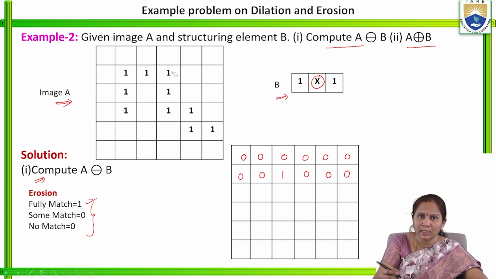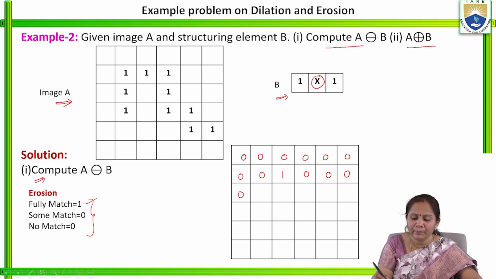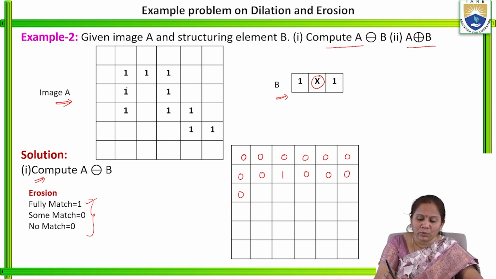Now, in the same way, in order to find the next elements in the first row, here in the first element of this third row, this place is vacant. So it comes under some match. So the value will be 0 here. And here also, if you place the structuring element here, there is only 1, there are no ones beside. So it comes under some match. We will put 0.